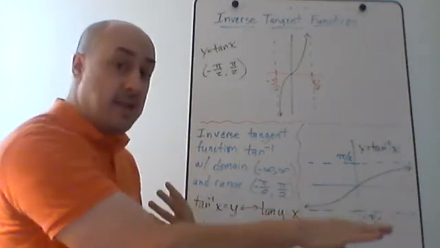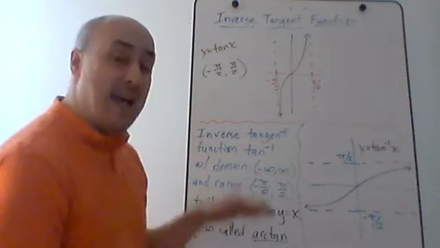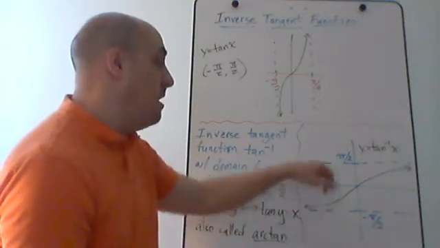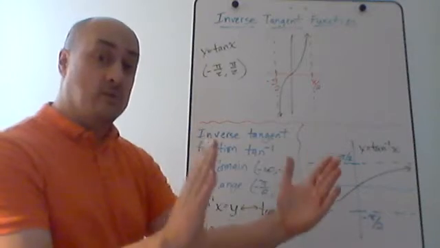The range of it is negative to positive infinity. It goes all the way to the left forever. It goes all the way to the right forever. And it has horizontal asymptotes at negative pi over 2 and positive pi over 2, whereas the tangent function had vertical asymptotes at those points.